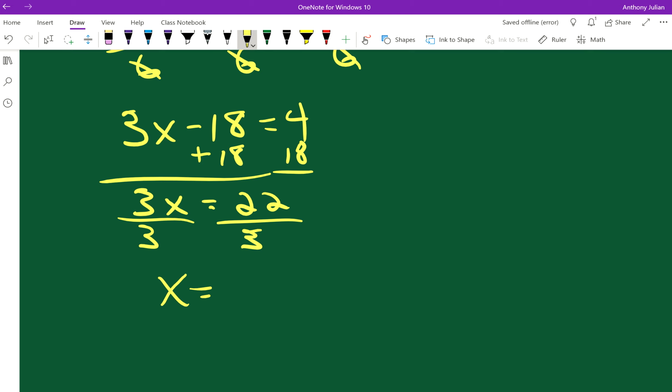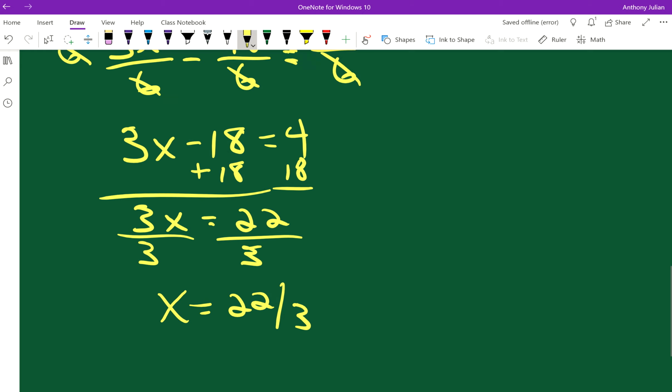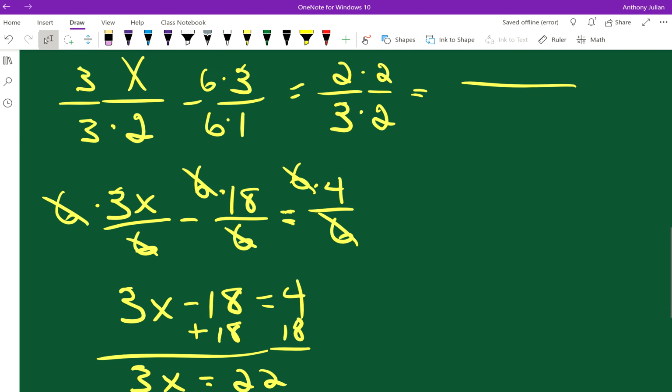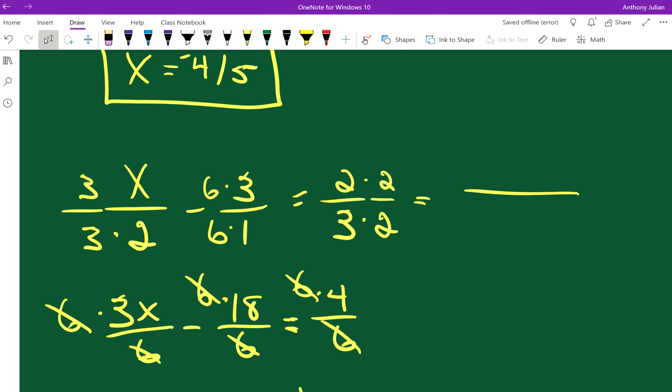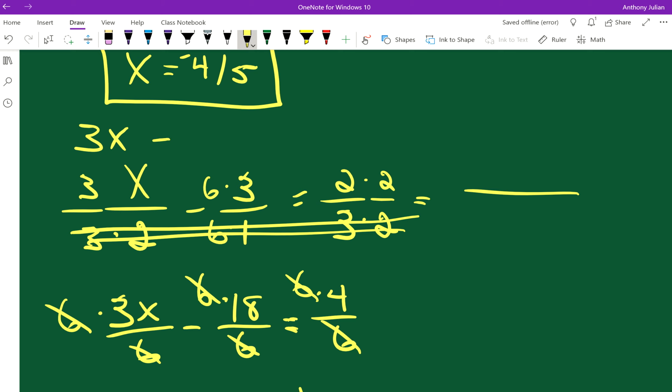Then I'm going to have x equals 22 over 3. Okay, and that's what your answer is in the book. So that's what I'm talking about. If you did it, and I'm speaking to people that like to get the denominator to be the same, once you do, if these numbers are the same in the denominator, you can discount those. Ignore them and just worry about 3 times x minus 18 equals 4.